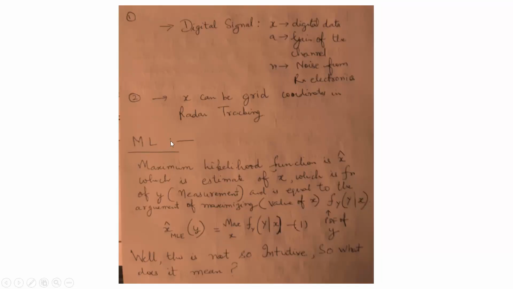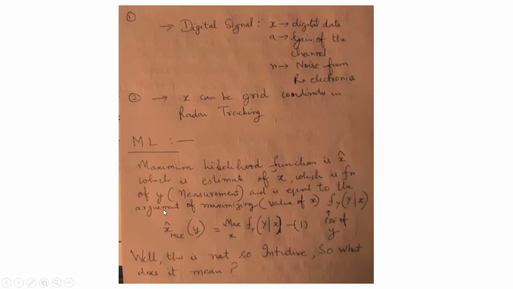Before we go to the MAP algorithm, we will first talk about maximum likelihood. Maximum likelihood function. So we have to estimate x. We will represent it with x hat, which is the estimate of x, and it will be a function of y. What are y's? Y's are the measurements that we are taking, right?